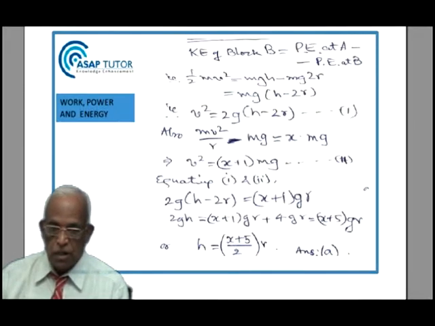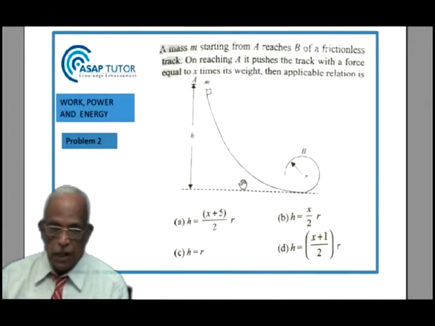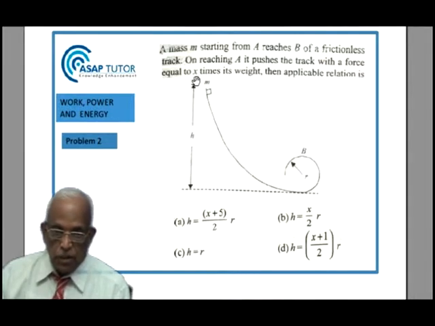That is the answer A to be seen. To get the answer A: (x plus 5) by 2 r is the thing. Notice that the force equals x times its own weight. That is how x comes into the picture there.